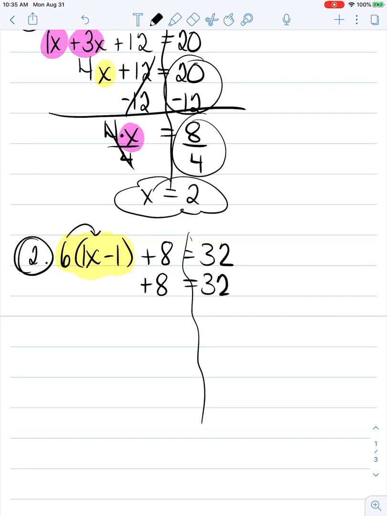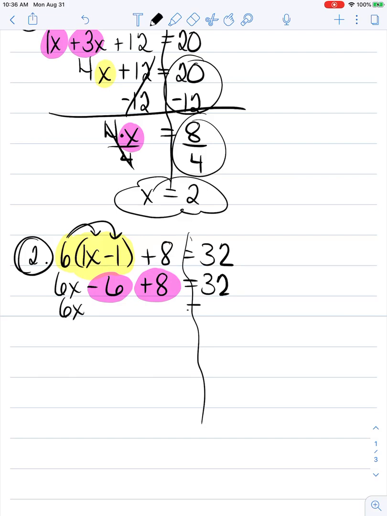6 times 1x is 6x. 6 times negative 1, signs are different, so it's a negative. 6 times 1 is 6. So my brand new problem is 6x minus 6 plus 8 equals 32. Step 2, do I have like terms? Well, when I take a look at my equation, on the left-hand side, I notice a negative 6 and a positive 8 are both constants, or plain old numbers. So yes, I have like terms.